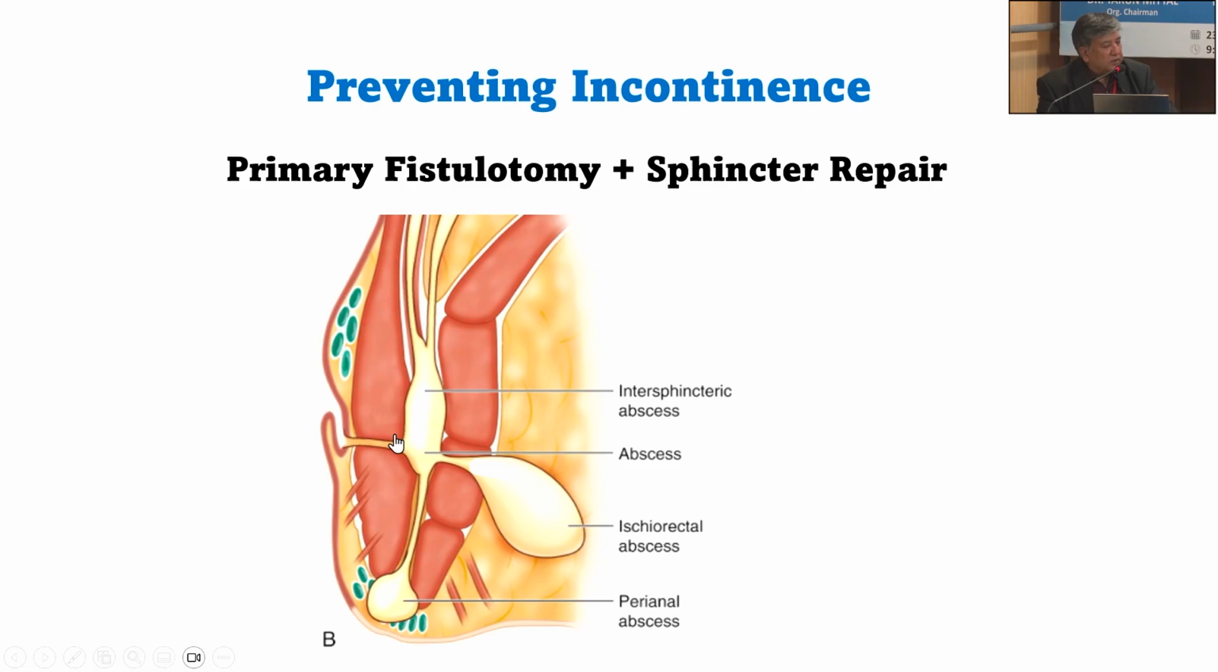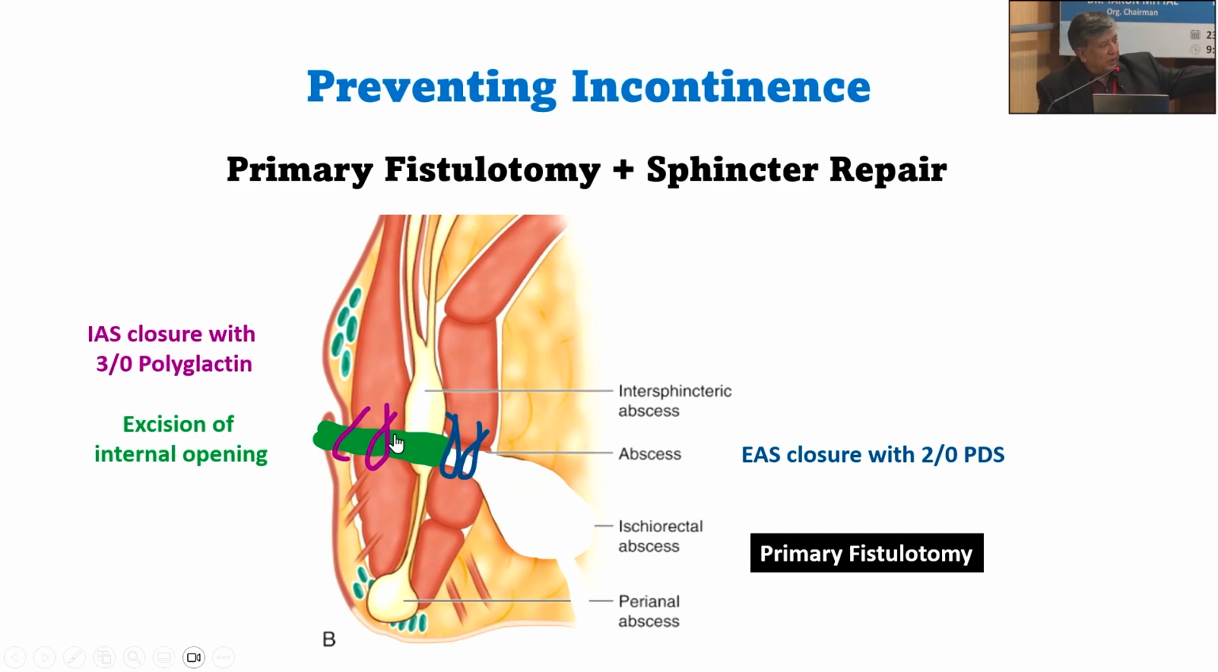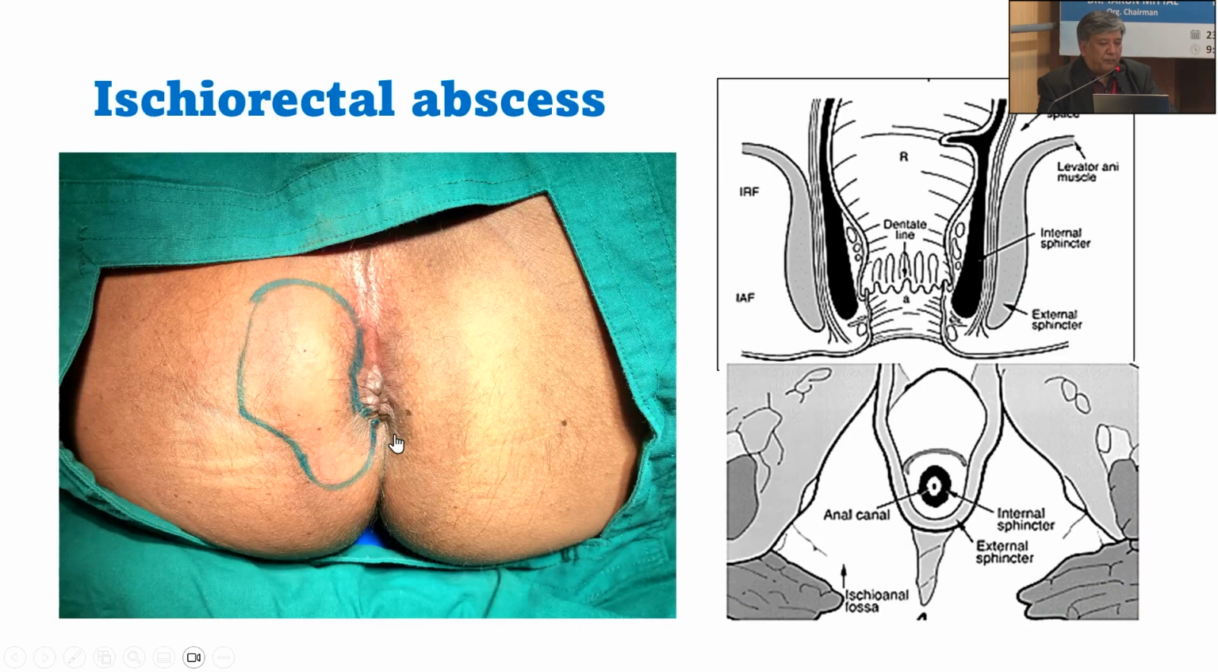Preventing incontinence, you do have to do a primary fistulotomy and then do a sphincter repair. So what you do is you excise the internal opening, you curette the abscess or cut it out, and you ligate or take a suture over the external opening and marsupialize the internal opening area. Don't close it.